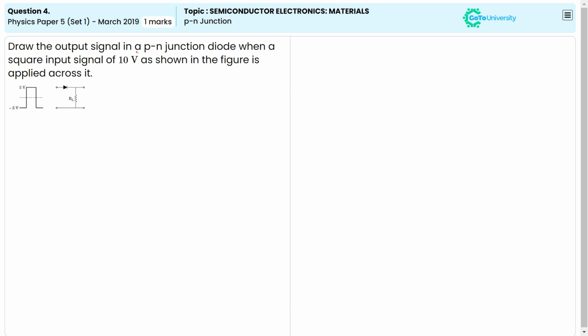Draw the output signal in a PN junction diode when a square input signal of 10 volts as shown in the figure is applied across it. Okay, this is the given circuit and this is the diode. Okay, I'll draw this one once again.